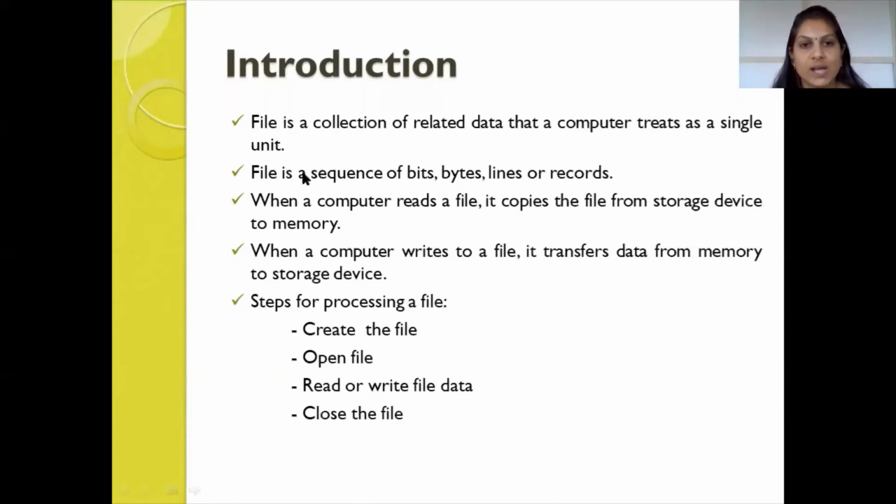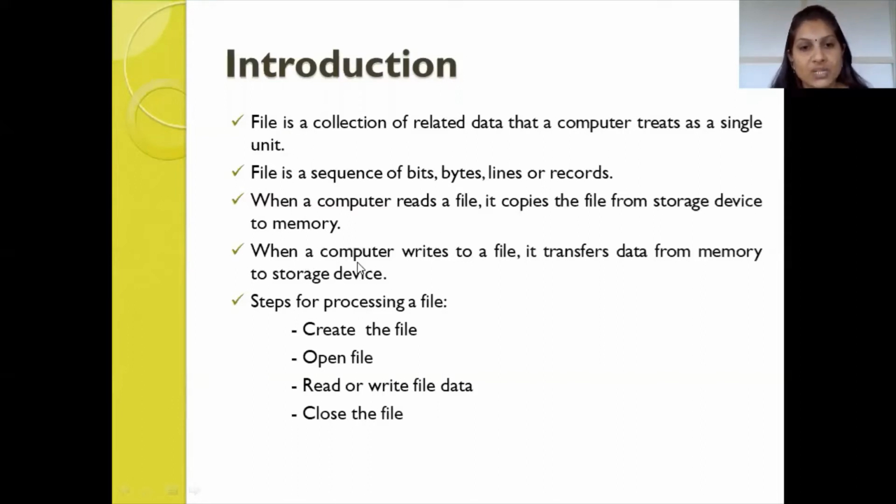Now there are two types of file, binary files and text files. If it is a binary file, then it stores bits and bytes. But if it is lines and records, then it is a text file. So a file is a sequence of bits, bytes, lines or records. When the computer reads data from a file, it copies the file from the storage device to memory. And when it writes into the file, it transfers data from memory to the storage device.